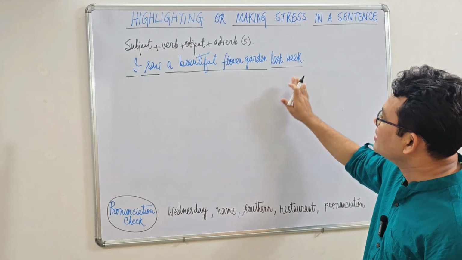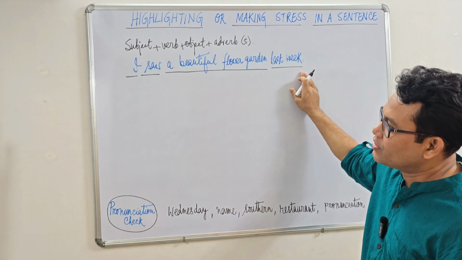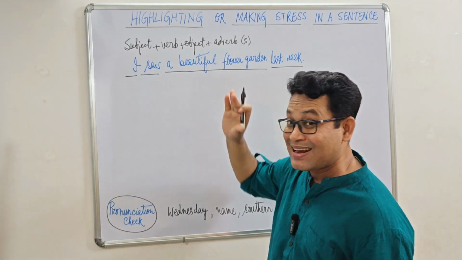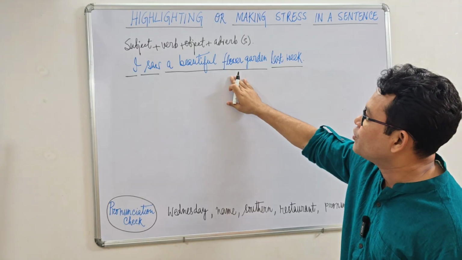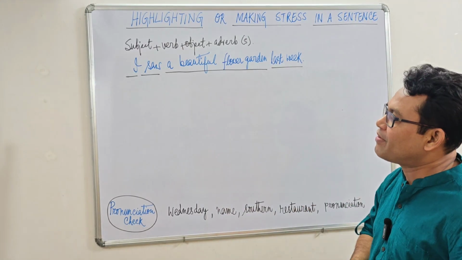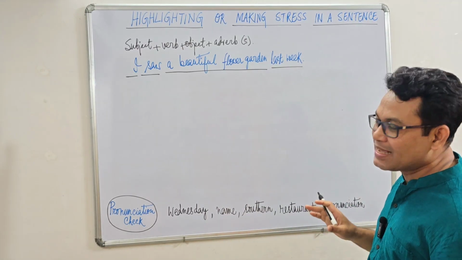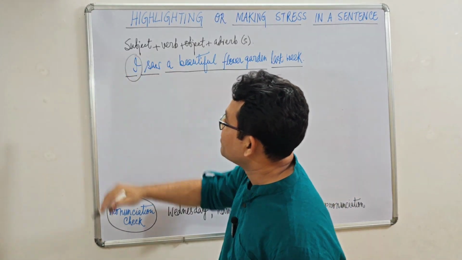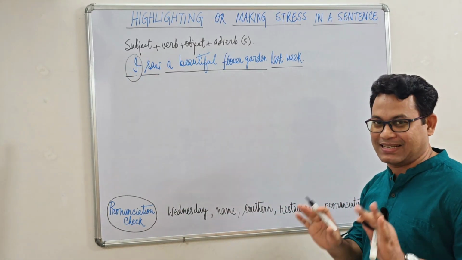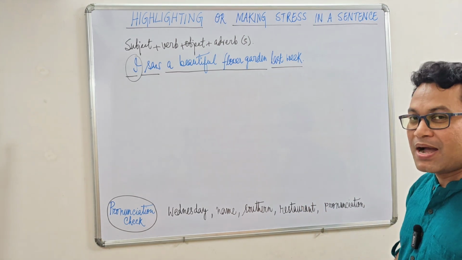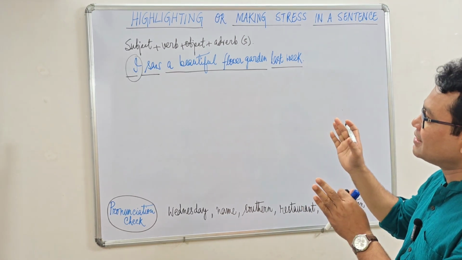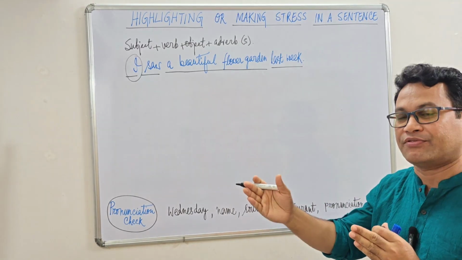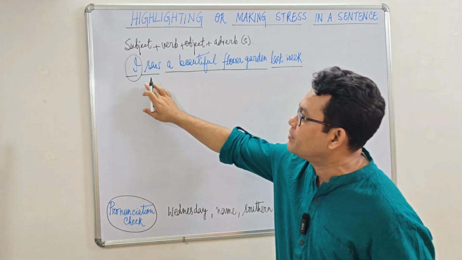Obviously this is an active voice sentence, because here the subject is making an impact through the verb saw, and that impact is falling on the object, a beautiful flower garden. So this is an example of active voice. Remember, in case of an active voice, the subject gets importance, so the subject is highlighted or stressed. But if we make this active voice sentence into a passive voice sentence, then the stress will shift.